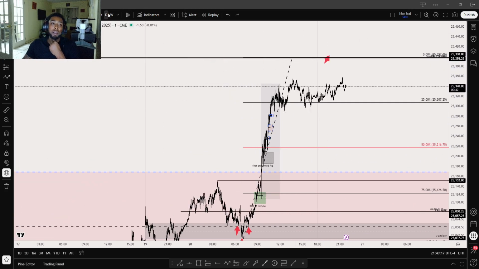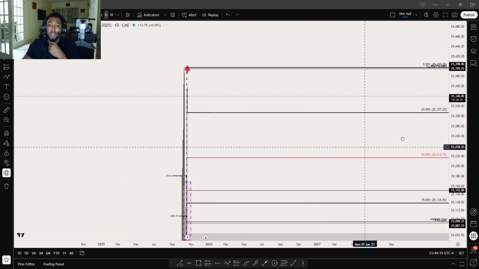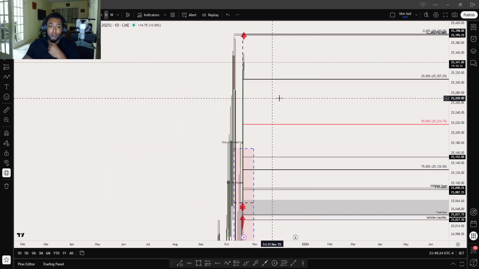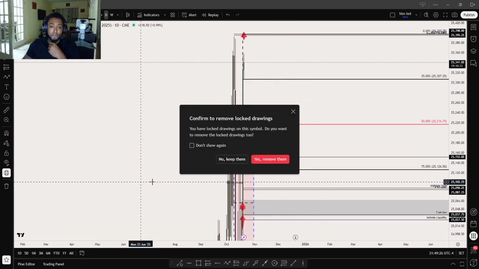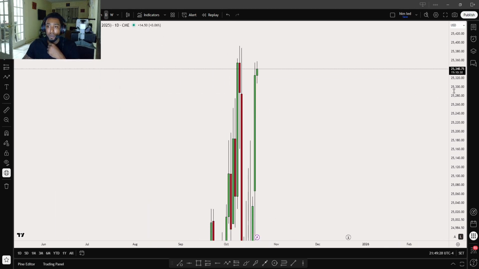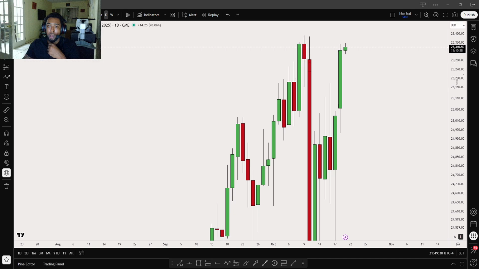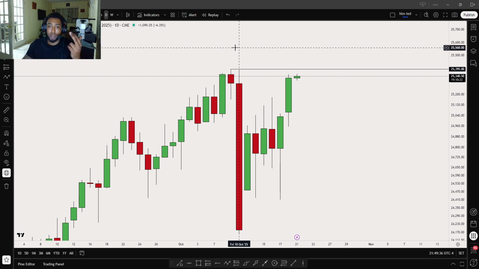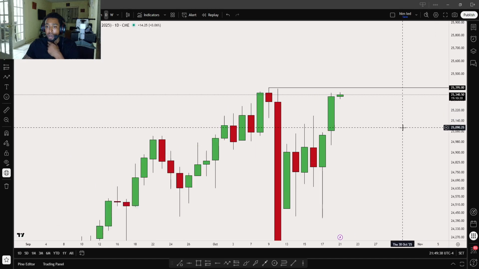So if we go to a daily chart, let's just delete everything on a daily chart right quick to see where it can possibly end up going. So you see we're right here. We're so close to all-time highs, which is literally right here. So we're probably going to end up getting this tonight during Asia or London session.